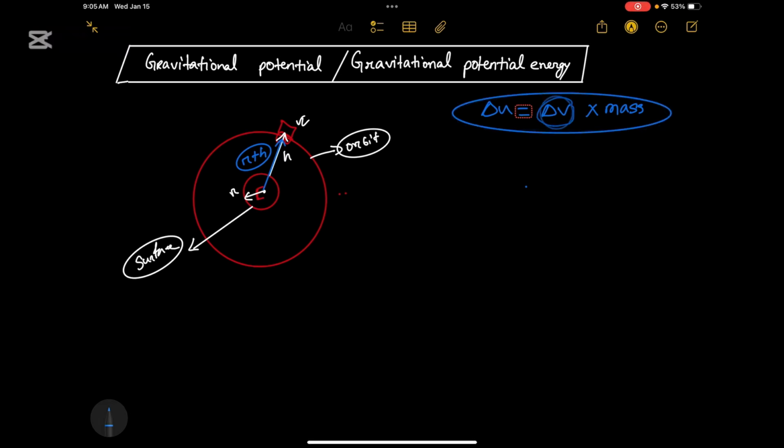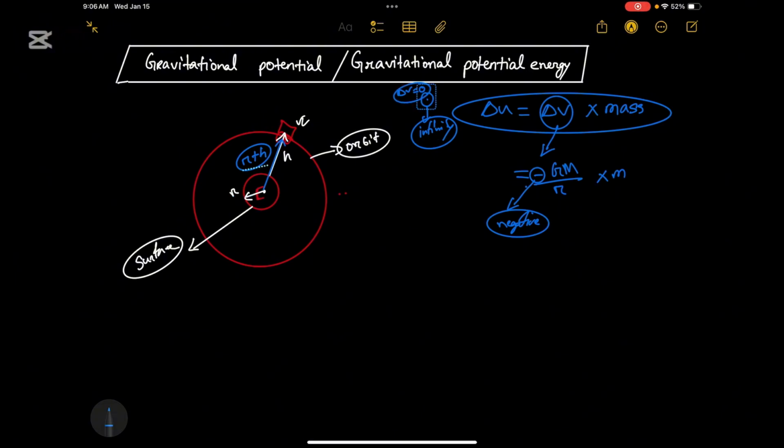Now the gravitational potential has a formula of minus GM by r, into mass. You might ask why the gravitational potential is negative here. The reason behind the gravitational potential being negative is that at infinity, the gravitational potential or gravitational potential energy is 0.